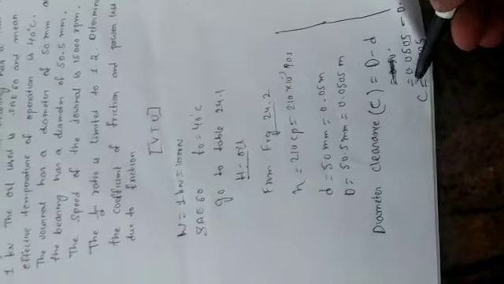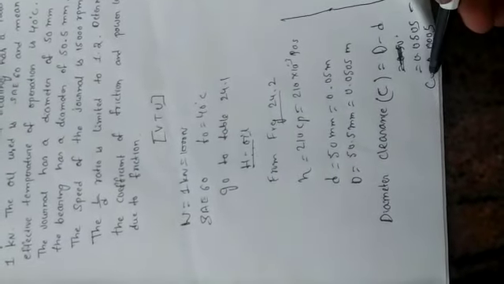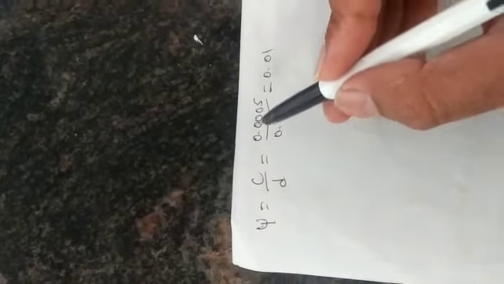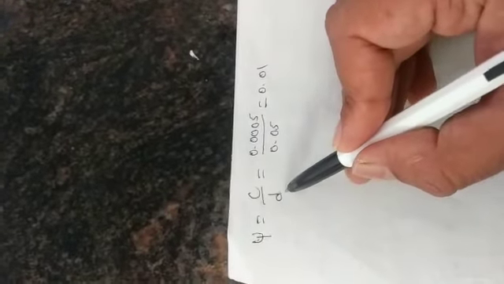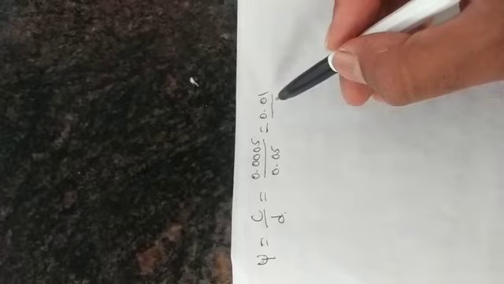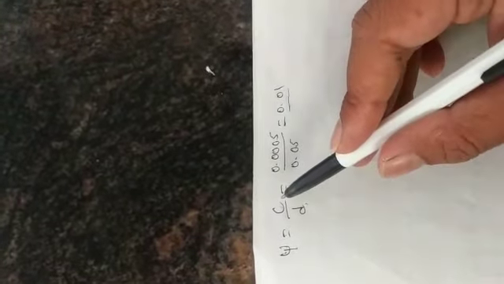We have C, we have small d, so we can easily find psi. Psi is equal to C by D, the diametrical clearance ratio. It is 0.0005 divided by 0.05, where this is the diameter of the journal. After calculation, we get psi as 0.01. This psi is called the diametrical clearance ratio.